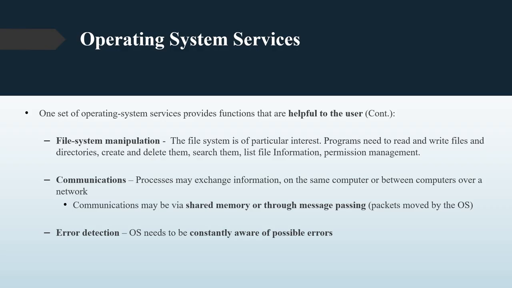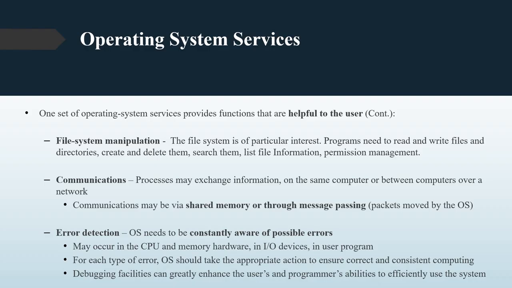The next one is error detection. Error detection is one of the most important things. It is constantly aware of the possible errors and where we are able to handle them. Errors may occur in the CPU and memory hardware, IO devices, or in the user programs. For some types of errors, the OS should take appropriate actions to ensure correct execution. And debugging facilities: once an error occurs, we have to debug it. This is a main thing for users as well as programmers, for the ability to use the system efficiently.